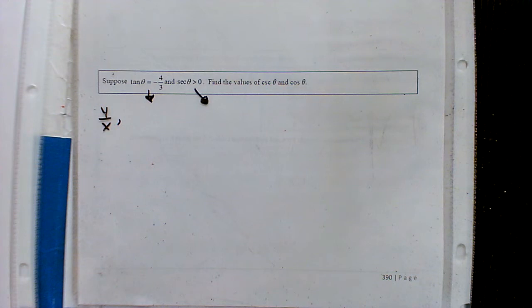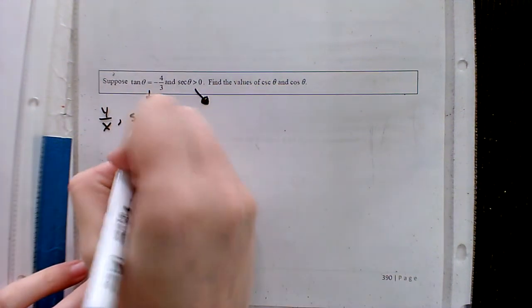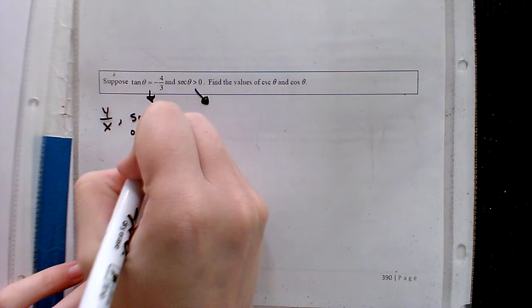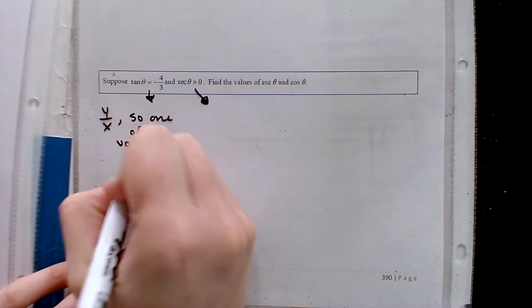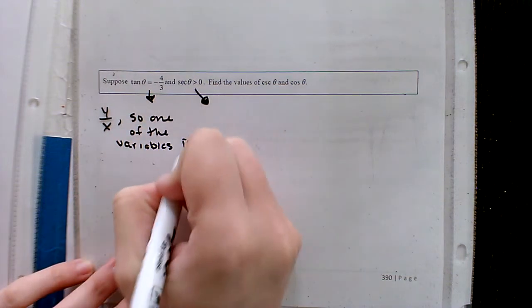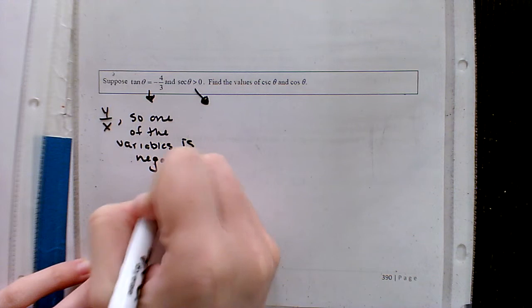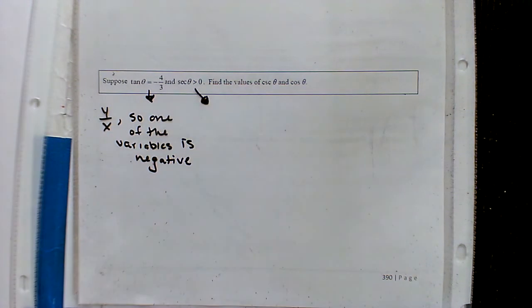How can you make a fraction negative? Yeah. One of them is negative. Okay, so one of the variables is negative. That's all we really know at this point. We can't really conclude which one is negative. We just know that one of them is negative. All right, so let's see if we can use this other one to kind of narrow it down even more.